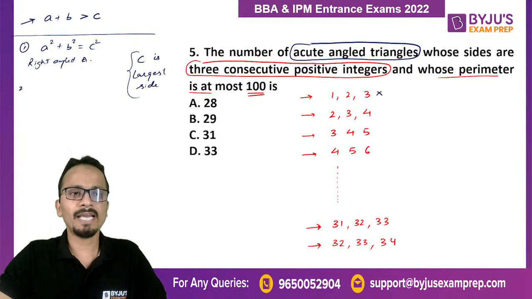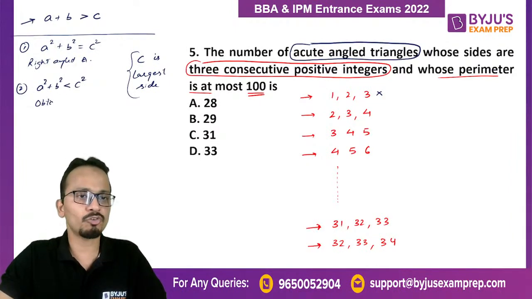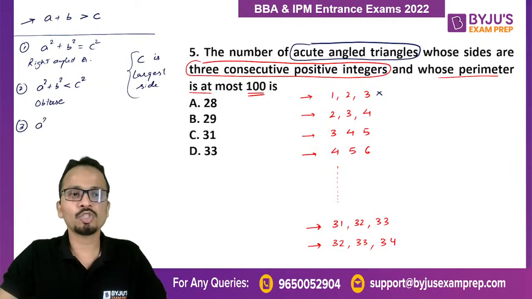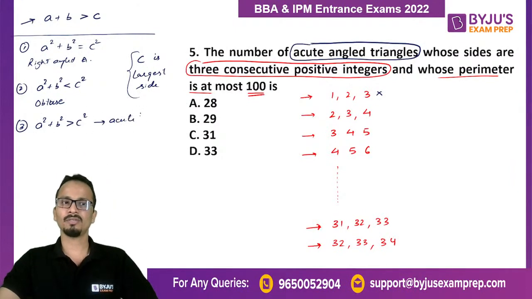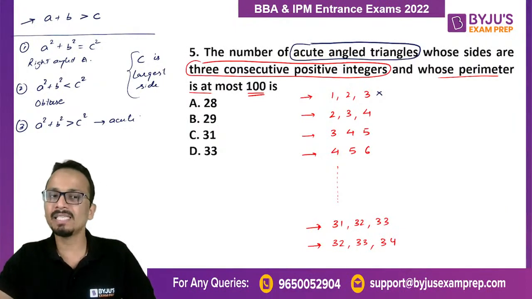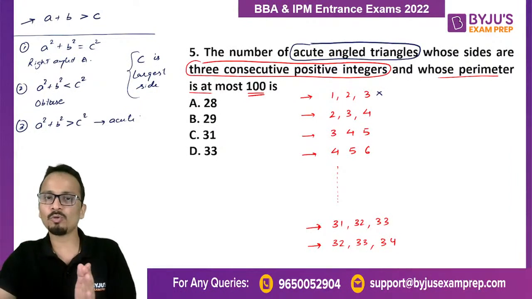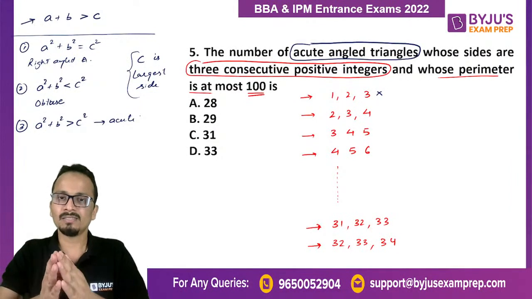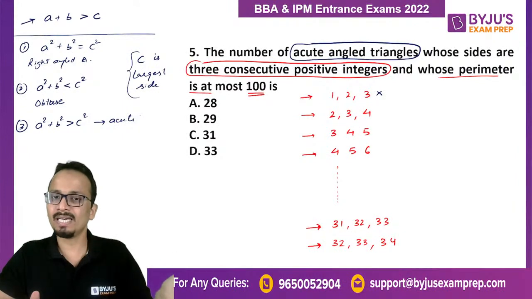Next, if a square plus b square is less than c square, this is the condition for an obtuse angled triangle. The third condition that we require, a square plus b square greater than c square, is the condition for an acute angled triangle, right? Now, careful, c has to be separate and c is the largest side. So the largest side you'll have to keep separate and the smaller two sides on the other side.